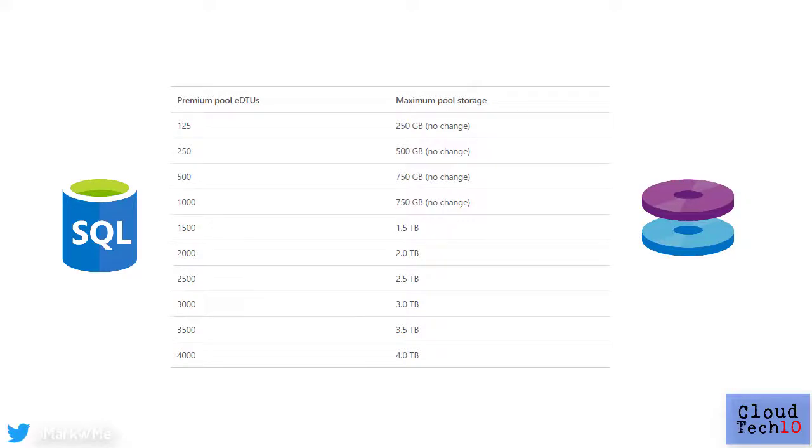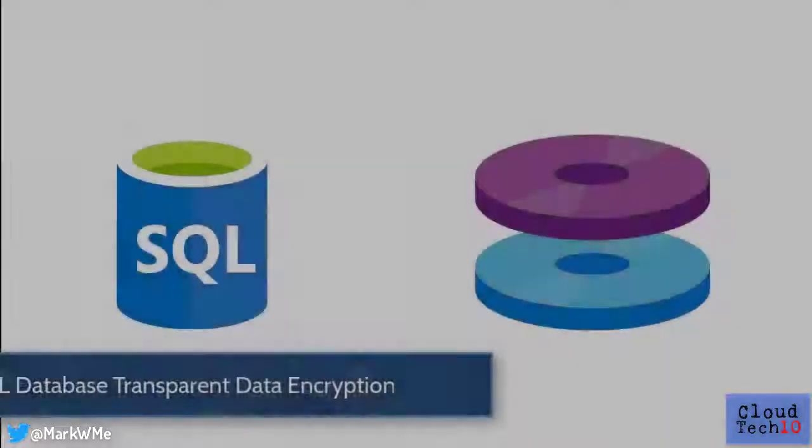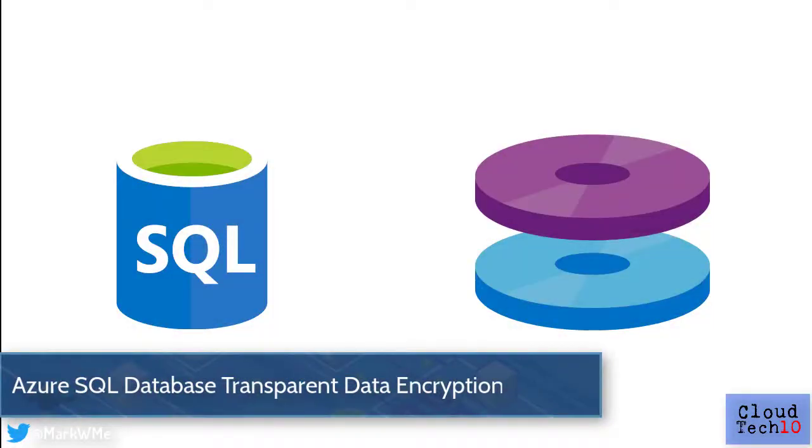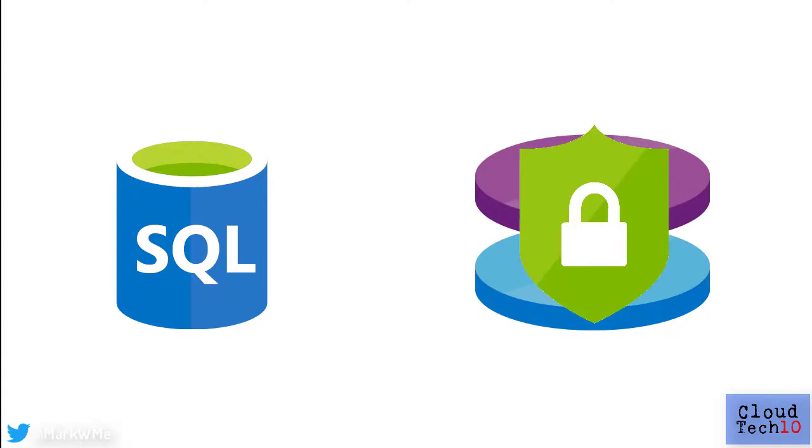Initially, this increased storage is available in the East US 2, West US, West Europe, Southeast Asia, Japan East, Australia East, Canada Central, and Canada East regions, with more regions coming soon. All new databases created in Azure SQL Database will now have encryption at rest enabled by default. Transparent Data Encryption provides encryption at rest protection for database storage, including data files, log files, and backups.